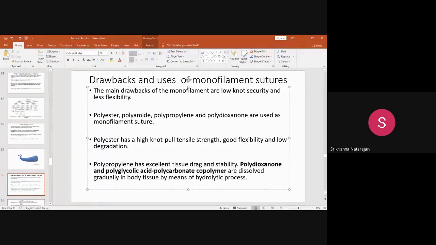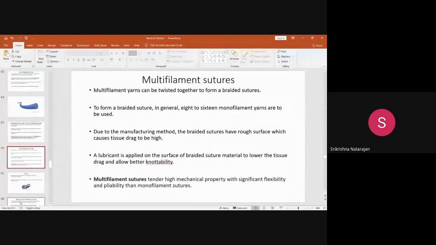Next is the multifilament sutures. What are the multifilament sutures? In these, a number of filaments can be twisted, which we have just seen. You can intermingle them by using a fluid jet process. You can then form a braided structure. You can take some 8 to 16 monofilaments and make a braided structure out of them.